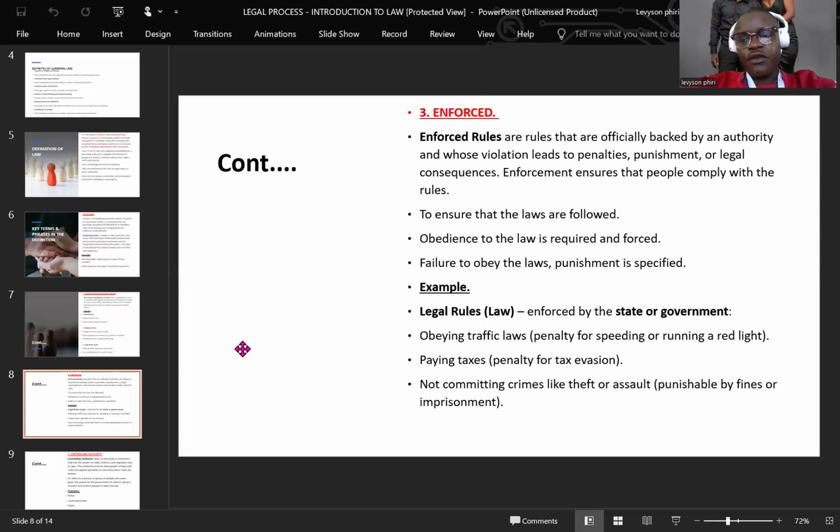Remember in our definition, we said enforced. What are we saying about the enforced? Enforced rules are rules that are officially backed by an authority and whose violation leads to penalties, punishment, or legal consequences. Enforcement ensures that people comply with the rules. To ensure that rules are followed, obedience to the law is required and forced. Failure to obey the law, punishment is specified. So we are just saying that when they make these rules, they are enforced, meaning they are in power, and you are not supposed to break that law. When you break that law, a punishment is specified.